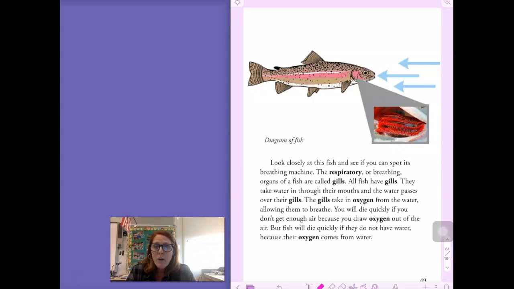The respiratory or breathing organs of a fish are called gills. All fish have gills. They take water in through their mouths and the water passes over their gills. The gills take in oxygen from the water, allowing them to breathe. You will die quickly if you don't get enough air because you draw oxygen out of the air. But fish will die quickly if they do not have water because their oxygen comes from water.